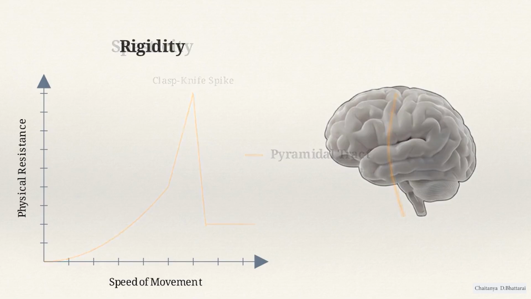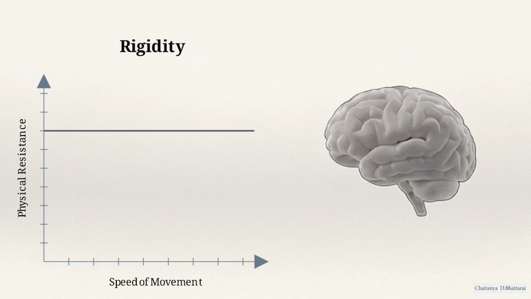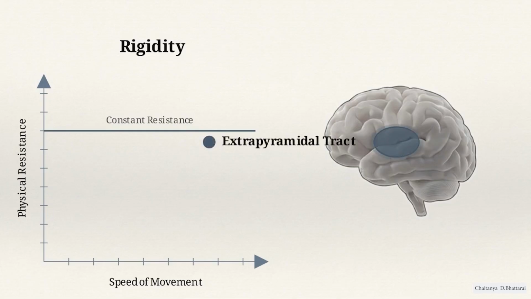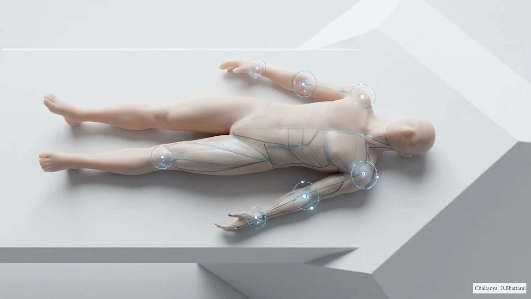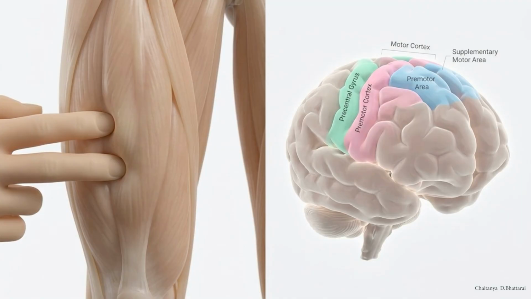In contrast, rigidity feels like bending a lead pipe or turning a cogwheel, where the resistance remains constant regardless of movement speed. Constant resistance isolates the damage to the extrapyramidal tract, which governs background motor control. A total lack of resistance is termed hypotonia. This presents as flabby muscles and increased joint flexibility, often called a floppy presentation. These tactile findings serve as biomechanical tests that map physical sensation to functional neuroanatomy.